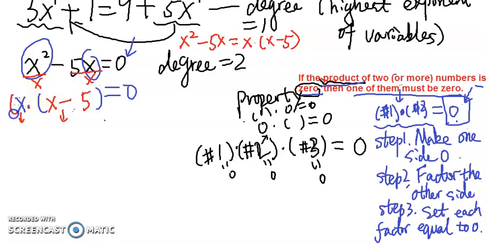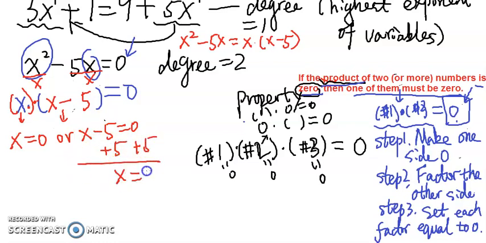Notice this is like our first number. This whole thing is the second number. So we have something times something equals 0. So we have x equals 0 or x minus 5 equals 0. We set each one equal to 0. If x equals 0, we're done. X is already by itself. There's nothing to do. But if x minus 5 is 0, we got to add 5 to both sides. And then we get x equals 5.